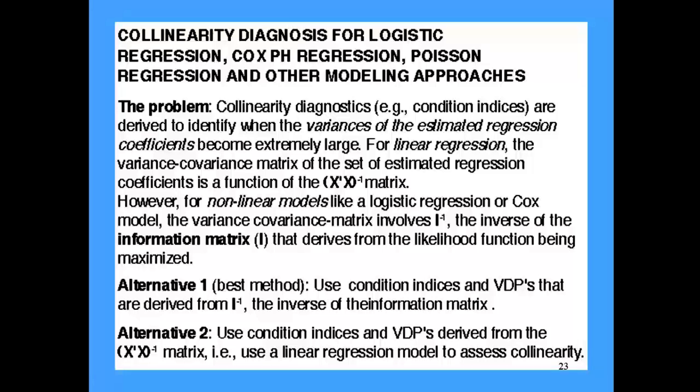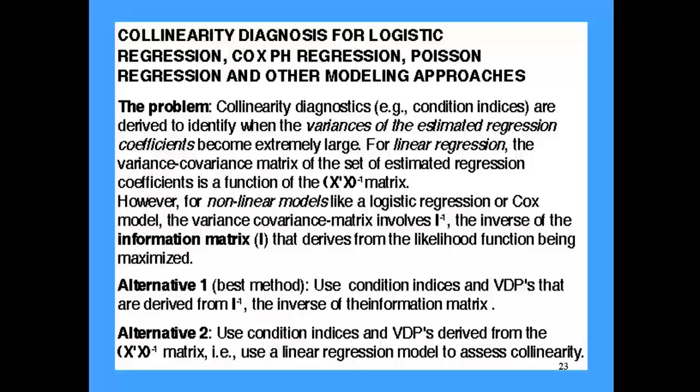The main idea when you're worried about collinearity is: when does the variance blow up? Remember that example I gave with the two predictors? When do you have a model such that if you fit the model, the variance blows up? Okay, that's the key issue.